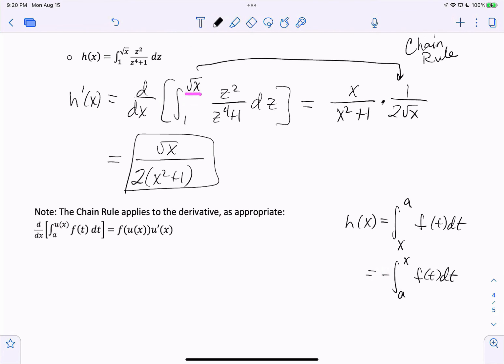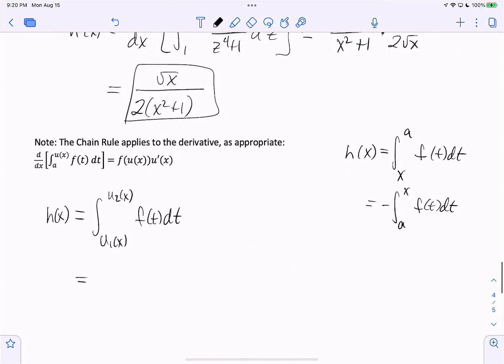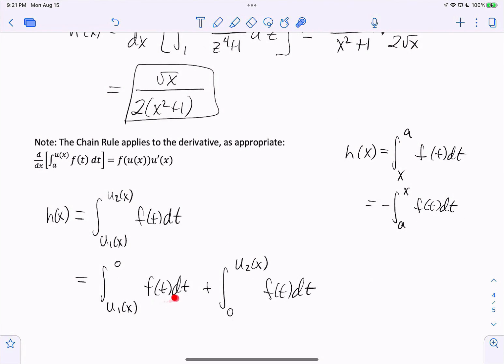What if my h of x was some function of x as a lower limit and some other function of x as the upper limit, f of t dt? Then we're going to break this apart into two integrals. We're going to go from u1 to 0 and then from 0 to u2 of f of t dt. And 0 can actually be any number you want. It makes absolutely no difference at all as long as they match.